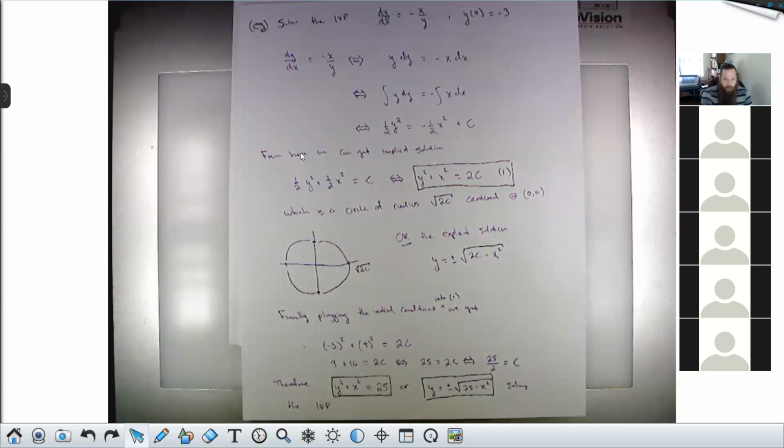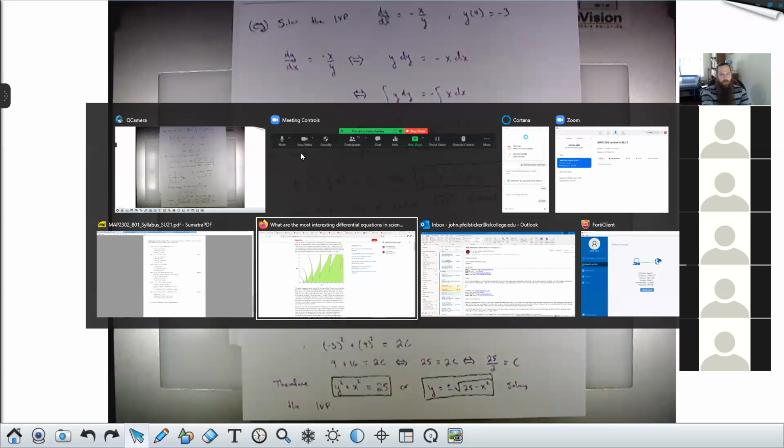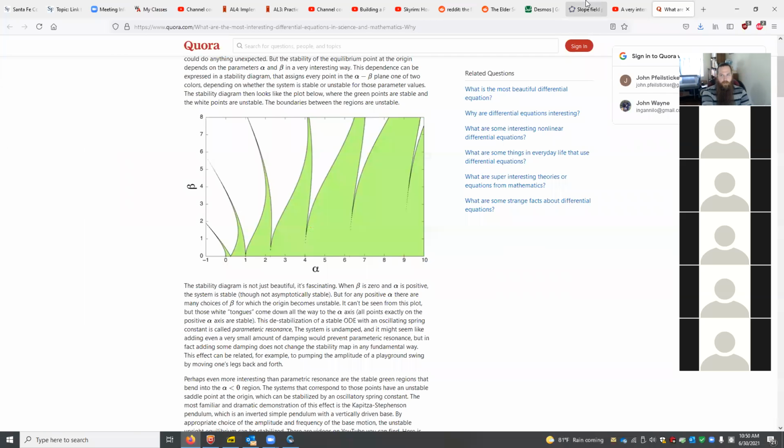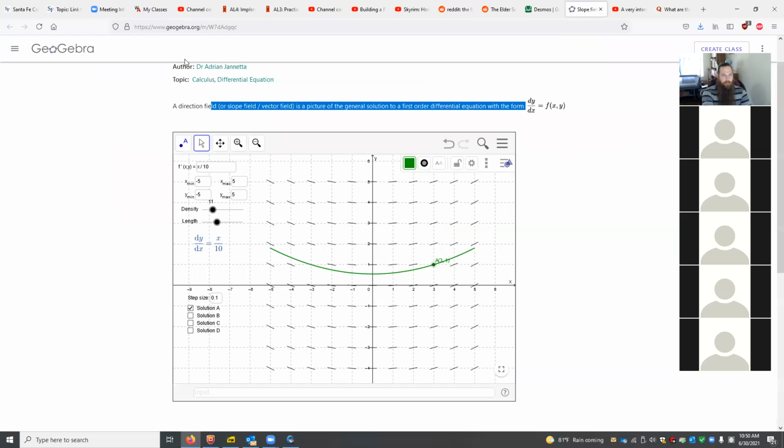One last thing before I let you go. I'm going to show you a tool that we're going to use next week. So this is GeoGebra. If you've heard of GeoGebra before, that's awesome. This is a little applet within GeoGebra designed to draw slope fields. So I was playing with this earlier. This is the best thing I found like that.